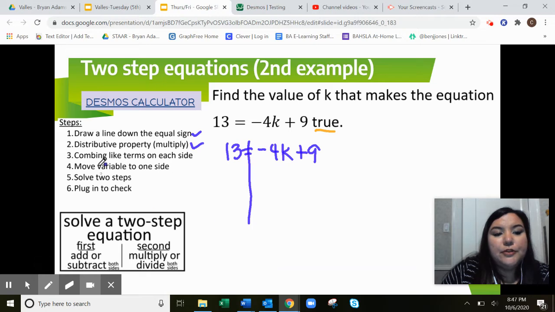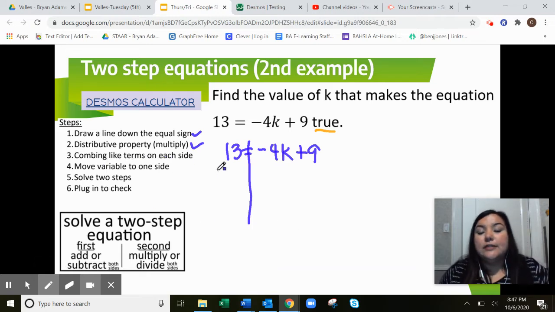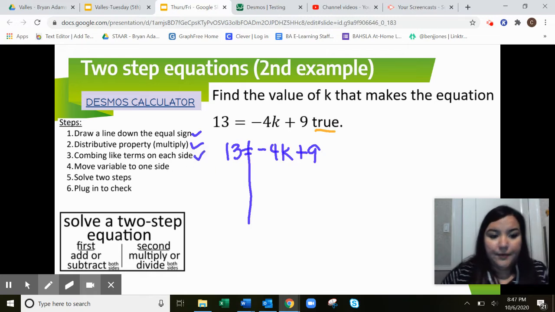Then my step 3 is combining like terms on each side of the equal sign. So I have my 13 on the left side. There's nothing else to combine that with, so I'm going to leave that alone. On my right side of the equal sign, I have negative 4k plus 9. We cannot combine those two because a 9 doesn't have a k. So that's another thing that we just leave by itself. So I'm going to also check this off.